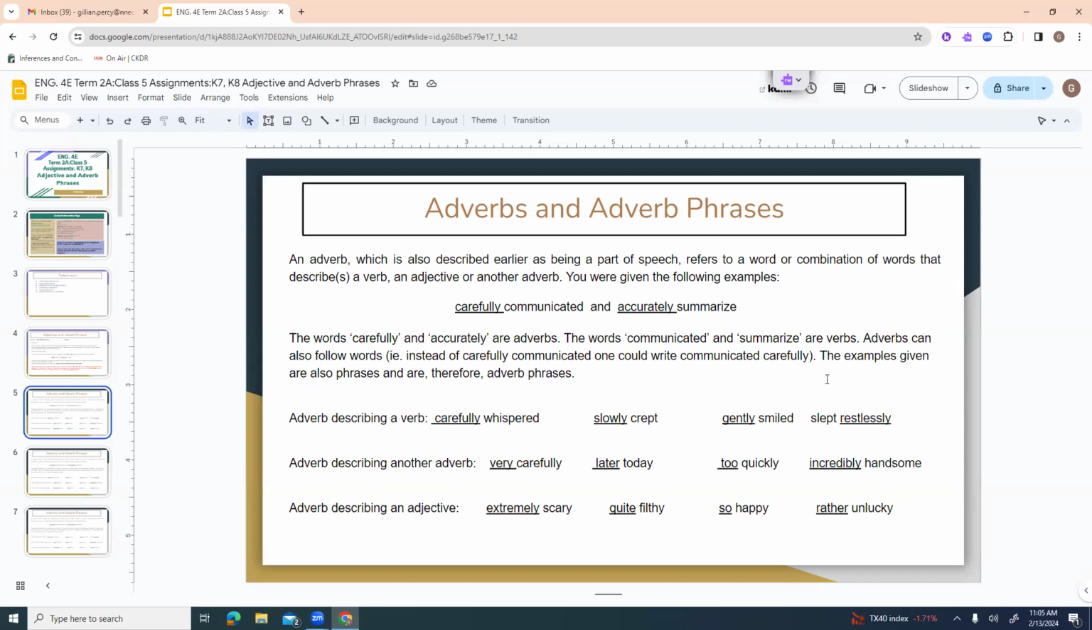Adverbs can describe another adverb: very carefully, later today, too quickly, incredibly handsome. An adverb can also describe an adjective: extremely scary, quite filthy, so happy, rather unlucky.